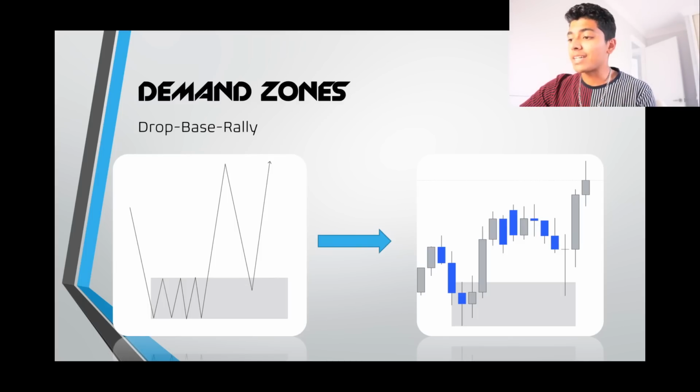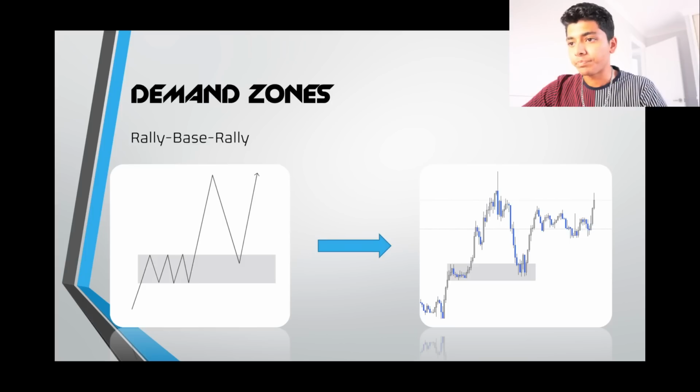Here we have an example from Euro USD, and this was actually a trade that I took. I've posted the full breakdown on my channel, so make sure you check it out, alright? Here we can see that there's a drop in price, and there is a base and a rally, and eventually price comes back down, it mitigates that zone, and then it reverses again. So that is our drop, base, rally type of demand zone.